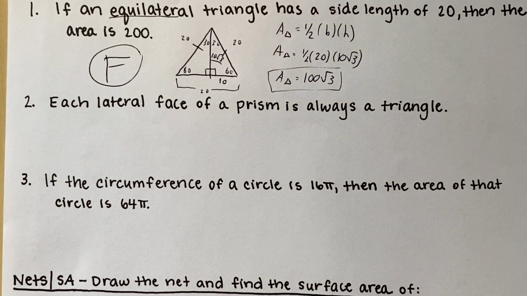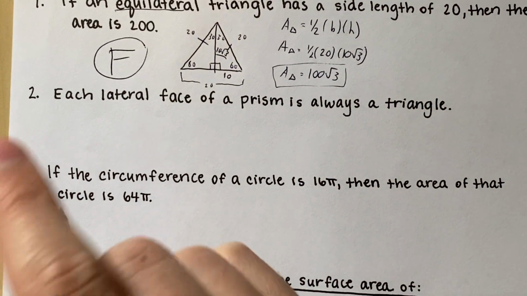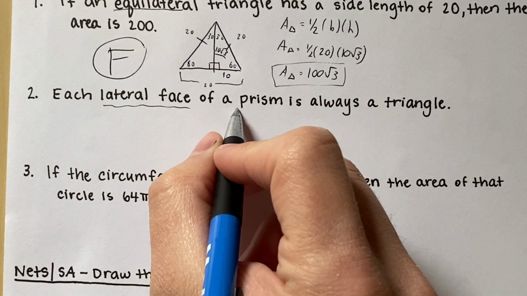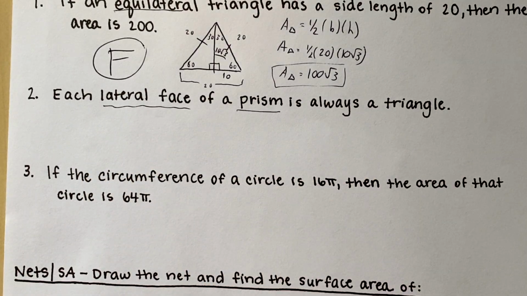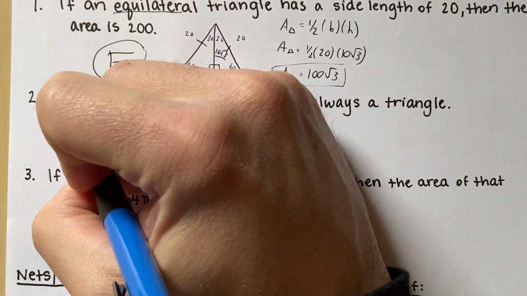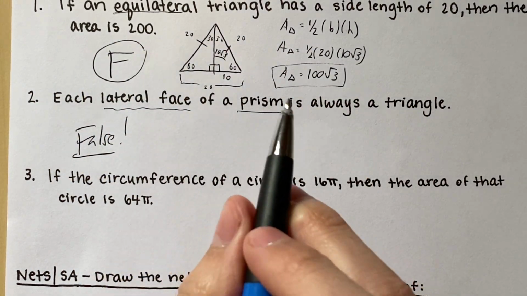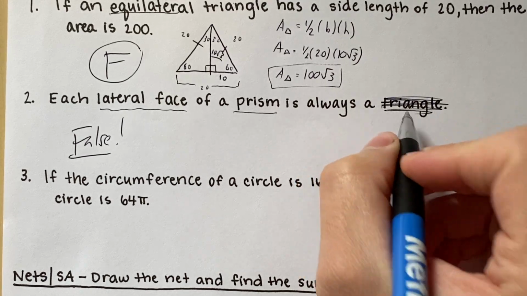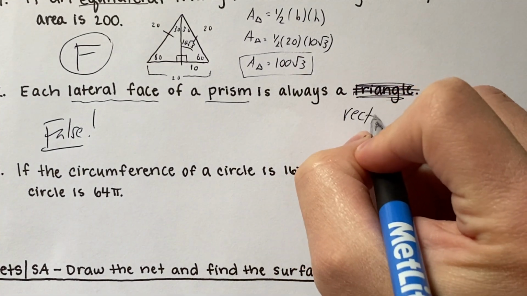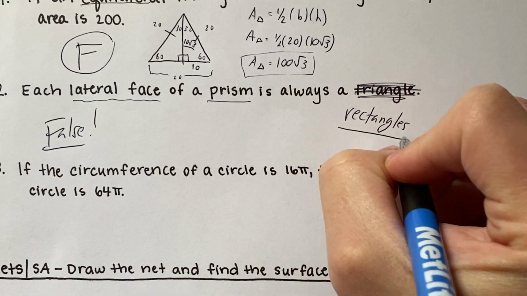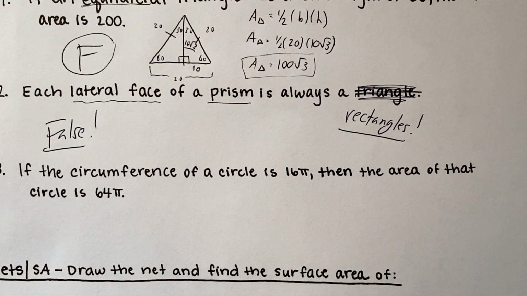Okay. Next one: each lateral face, so almost like the sides, of a prism is a triangle. This would be false. Because we know that when we have a prism, all the lateral faces are rectangles. So there's a big difference between pyramids and prisms. Prisms are always going to have rectangles all the way around.